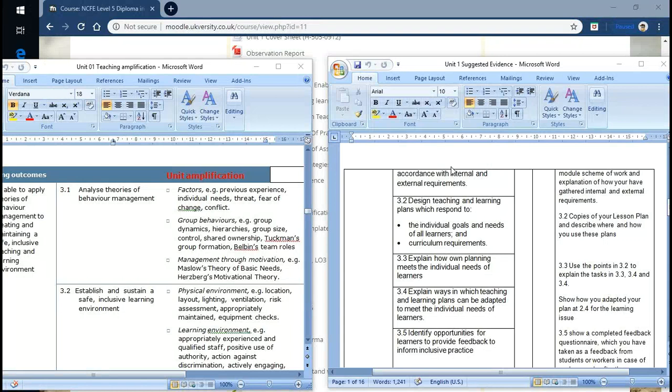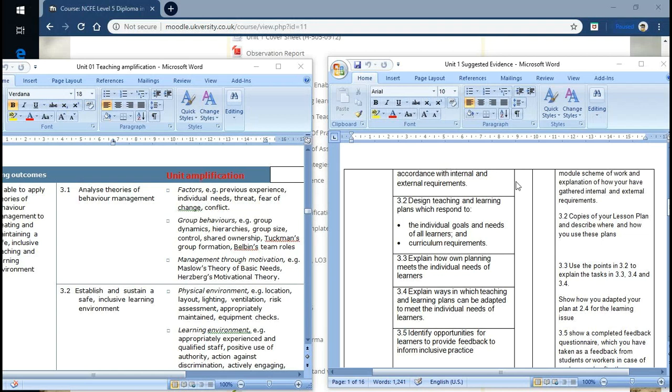Yeah, so Belbin breaks the teams down into different things. So it's looking at how those teams will manage the behaviours, managing motivation. Maslow comes up again, and Herzberg's motivational theory. Those are ones you can just look up, make some notes, and then put your piece off that.